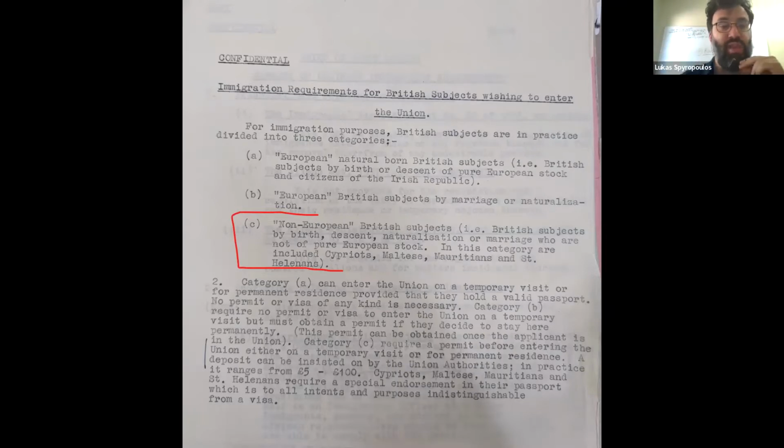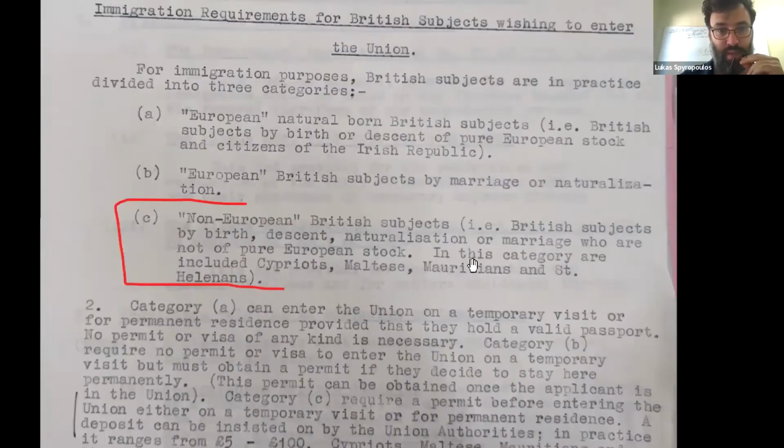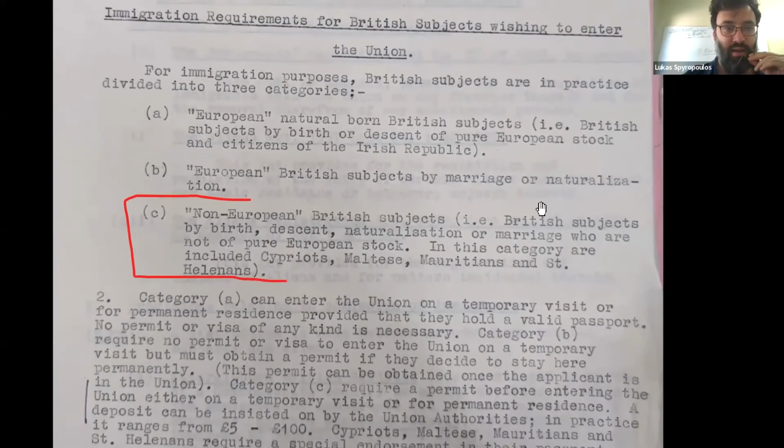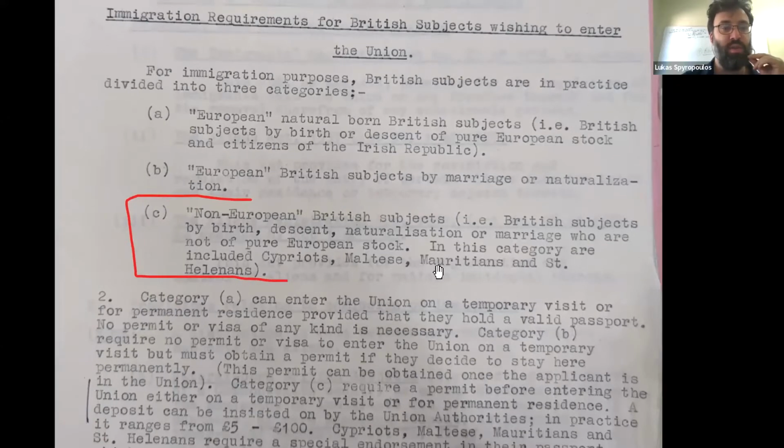But by 1948, what they want to do is start being clear about the category of non-European, and they've decided that this group that are named on this piece of paper here, where it's highlighted, are not of pure European stock, by which they mean white. This is a clear South African version of the euphemism. This isn't the British version of Europeans.